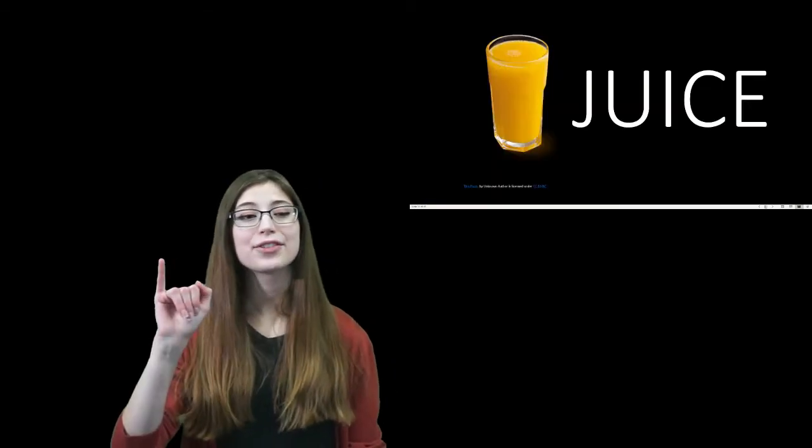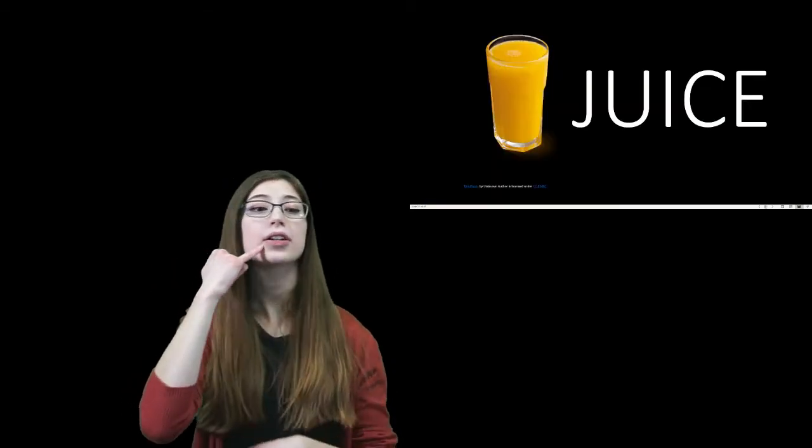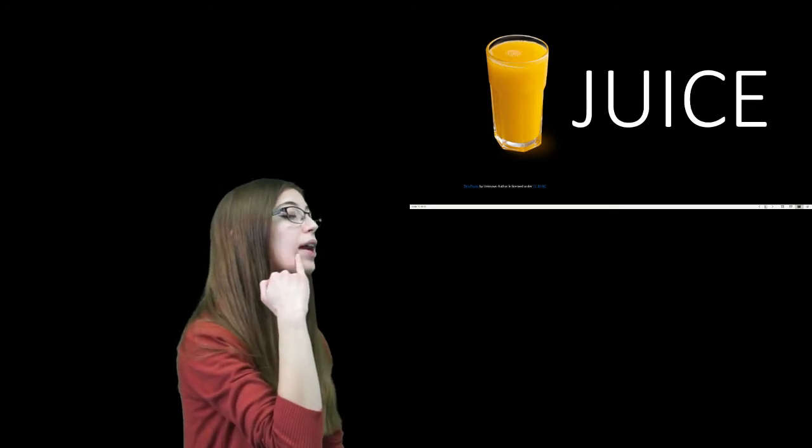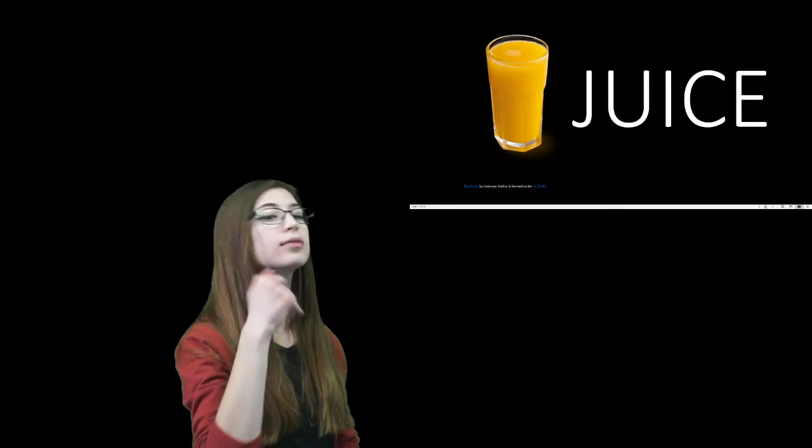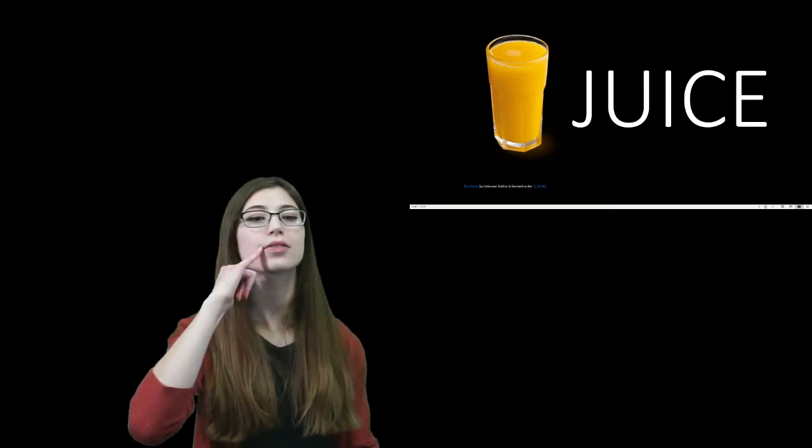Juice. A J shape. You're going to start your pinky at the corner of your mouth and move it backwards and up along your cheek. So kind of a J motion. Juice.